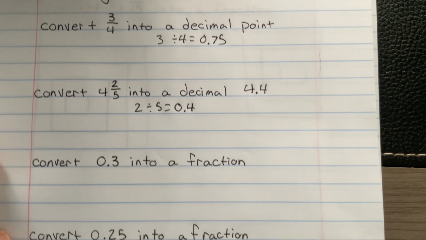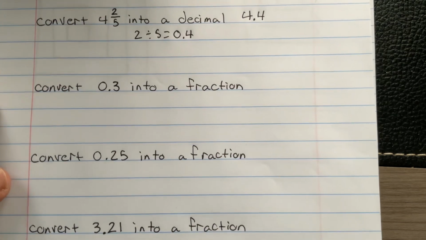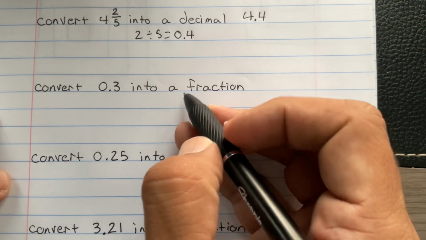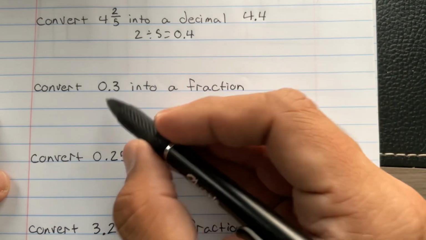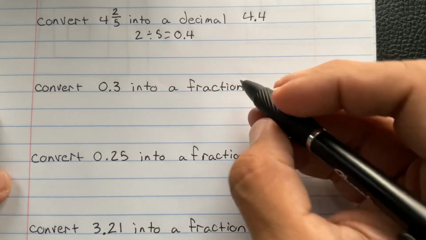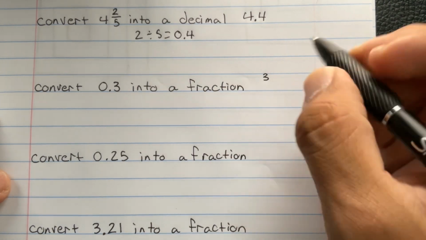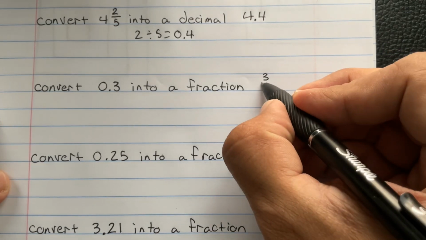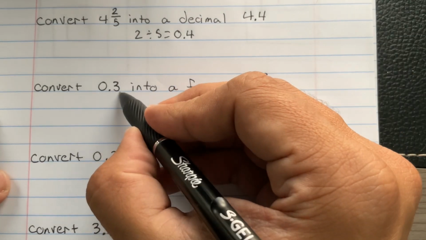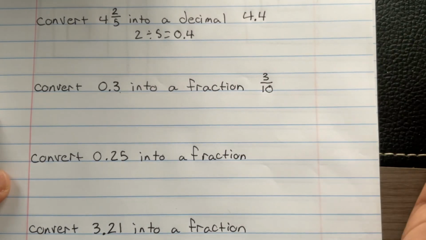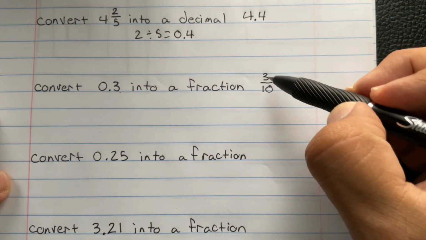Next one, let's scoot this up here as much as we can so I don't have to scoot all the time. Okay, so convert 0.3 into a fraction. So now we're doing the reverse. So 0.3, this will be written as 3. So whatever's behind the decimal point goes in the numerator. Then the amount of numbers behind the decimal point go in the denominator. And that's why this is called 3/10.